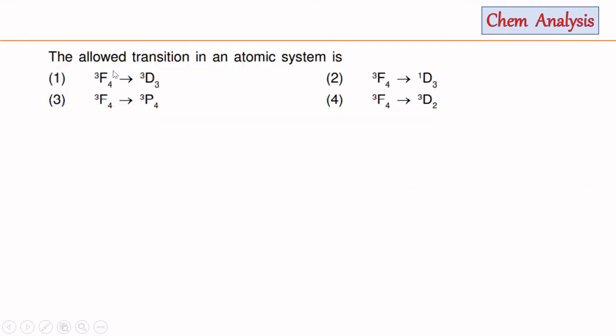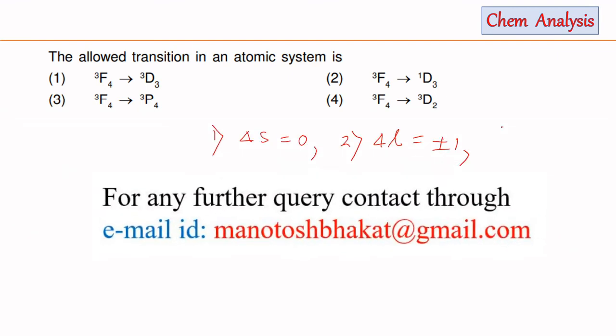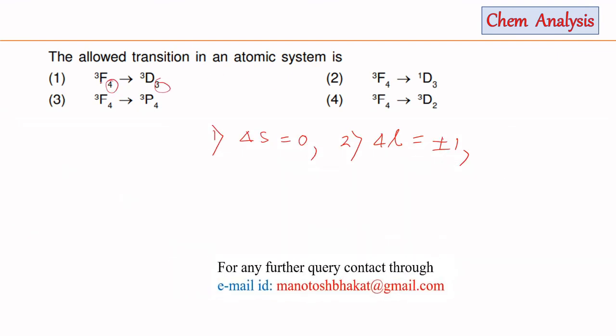In this case, you have to tell about the allowed transition among these given 4 options. And for solving this, first of all, you have to know the selection rule for such atomic transition. The first selection rule will be delta S equal to 0. Second is delta L will be plus minus 1, and if the J value is given, then the third condition for selection rule is delta J equal to plus minus 1. Now all these 3 conditions should be satisfied for an allowed atomic transition.